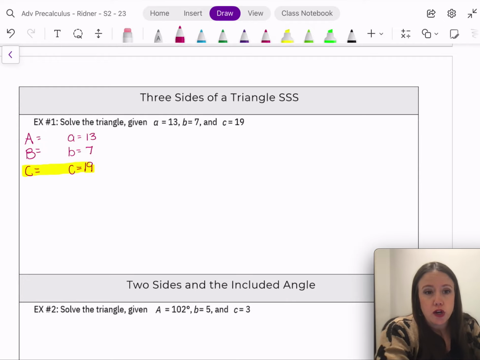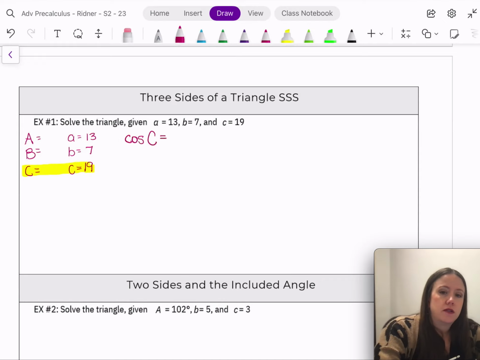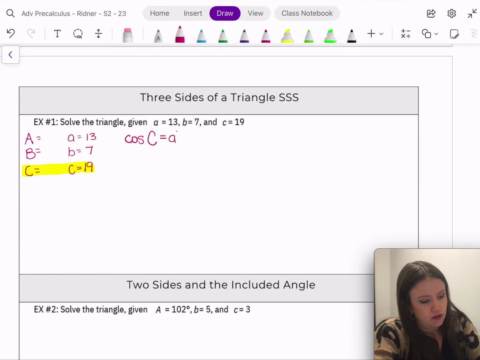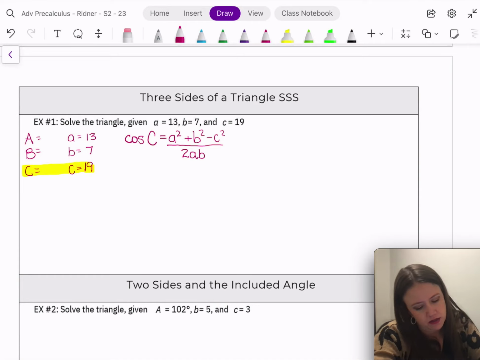I'm going to use the alternative form that says cosine C equals, and I'm actually going to write the whole thing out here, but it's on your front page, okay? And then I'm going to plug in all the things. So 13 squared plus 7 squared minus 19 squared all over 2 times 13 times 7.